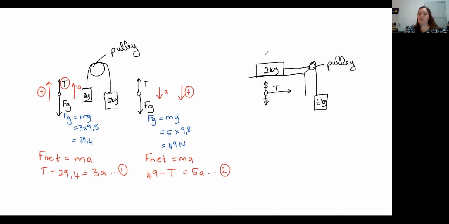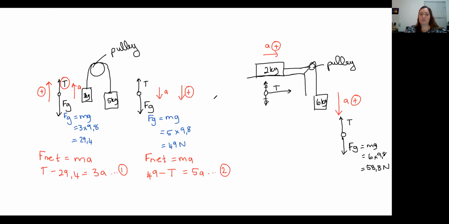Please note this object will accelerate towards the right, so that is the direction that I make positive. The 6 kilogram object would accelerate down, so that is the direction that I make positive. Here on this object, it's going to have its weight downwards. Make sure your free body diagram pieces always touch, and it's going to have tension upwards. The weight is m times g, which is 6 times 9.8, which gives me an answer of 58,8 newtons. So from here, I've got 58,8.